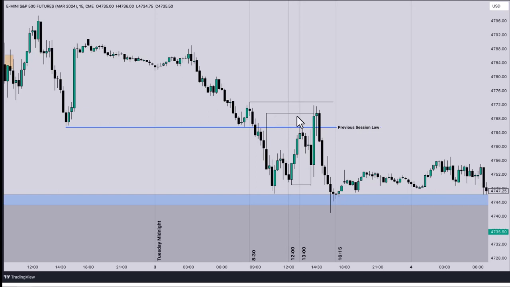So these lines illustrate the buy side that we had sitting there during the AM session. The afternoon session took out the AM session high. New York open after 9:30 or so.